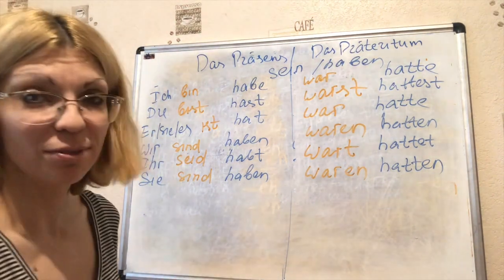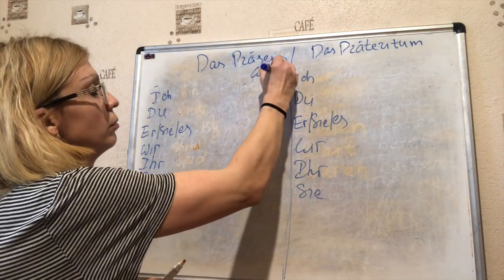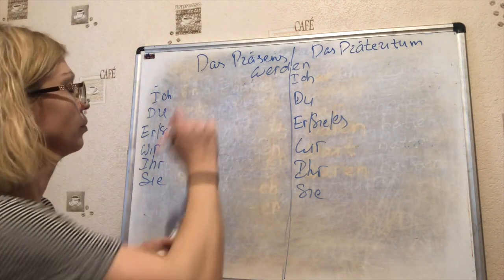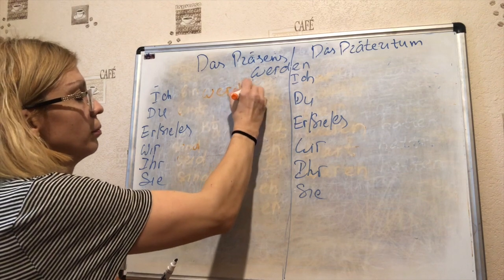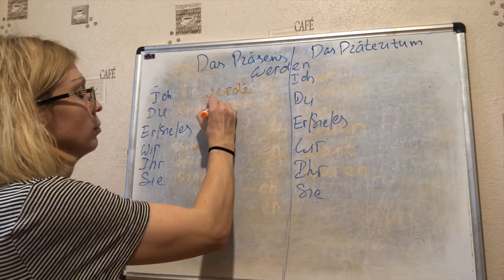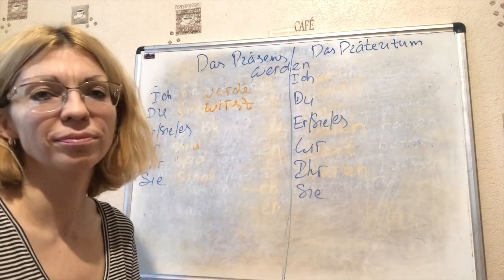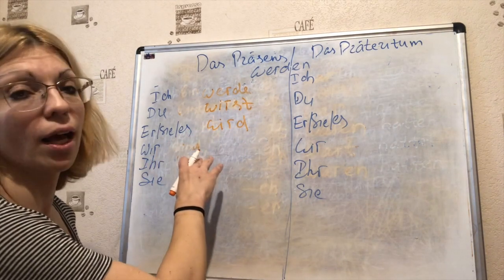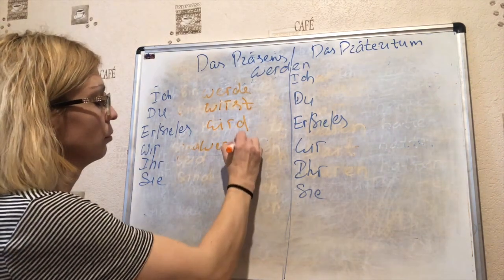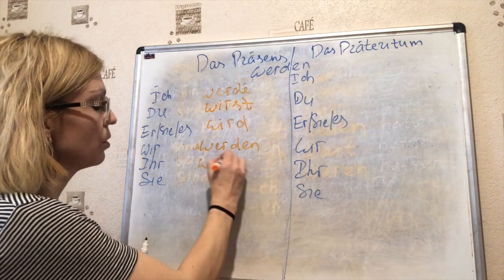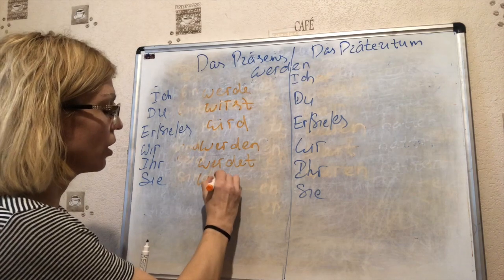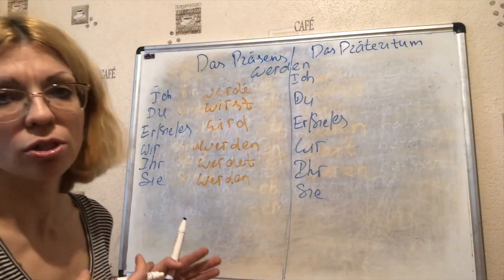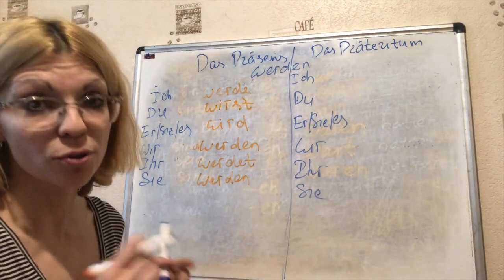Okay, and the last verb is to become. Werden, yeah? Follow me, please. Werden. I become. Ich werde. Du wirst. Er, sie, es wird. Wir werden. Ihr werdet. Und sie werden. One more time. Do you see any rule for the conjugation? Well, I don't see any. That is why you have to learn it, sure.